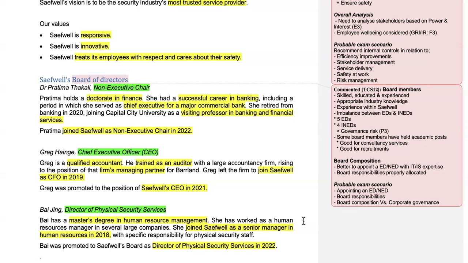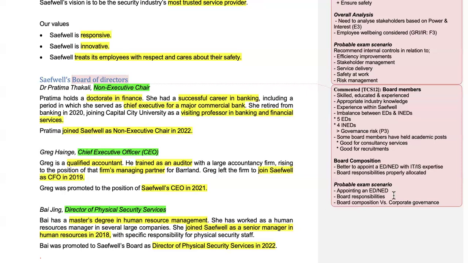There could be a question in your exam where the board is contemplating appointing an IT or IES director. When doing so, you will be supposed to evaluate whether the company should appoint an executive director for the role or a non-executive director for the role. So we have developed a similar question and included it within one of our mock exams. So you need not worry about how to tackle this type of question.